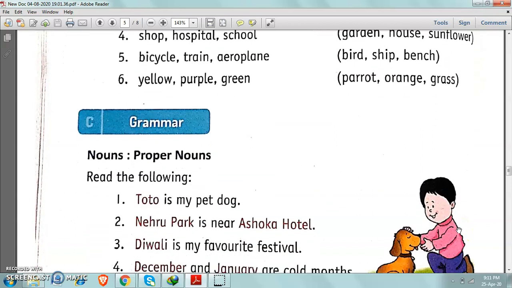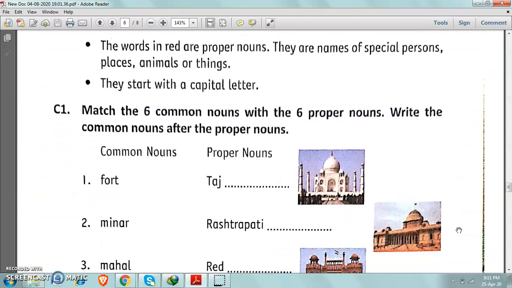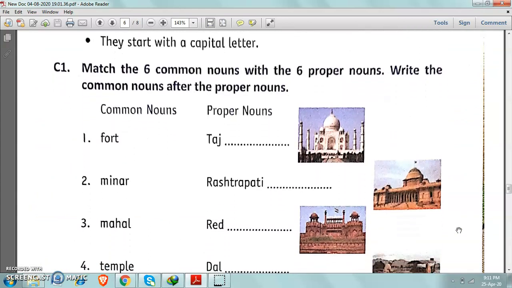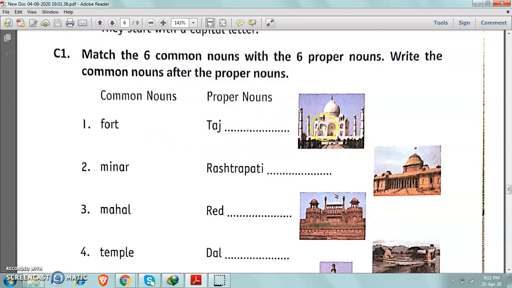Here I am telling, but you have to take the help of your PDF also. Children, see here some nouns are given, proper nouns are given. I have told you about proper noun and common noun. What you have to do? You have to complete their names from these common nouns. You have to include the common noun with the proper noun and complete the name, which will become a proper noun. See Taj. This is the picture of Taj Mahal.